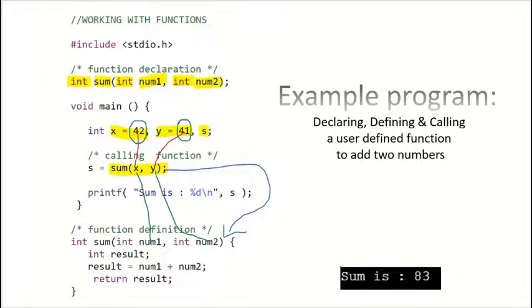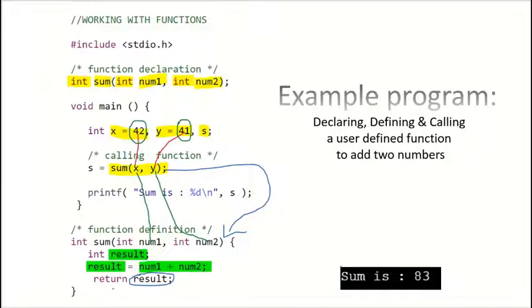In this function, I am declaring result as integer data type, which is a local variable, and to the result I am assigning the sum of num1 and num2. So the result is inside the variable result. I am going to return the value of the result back to the calling function.